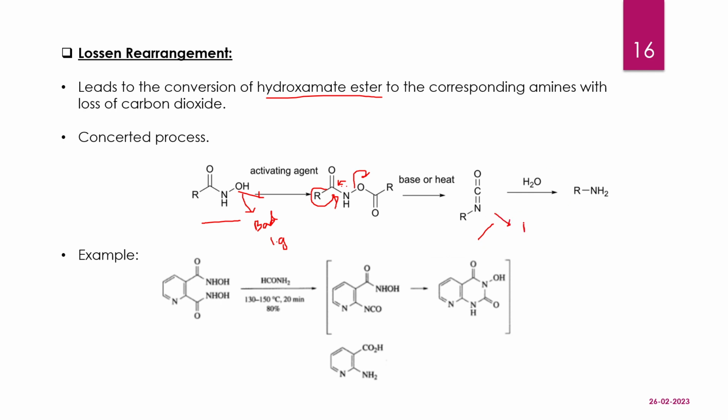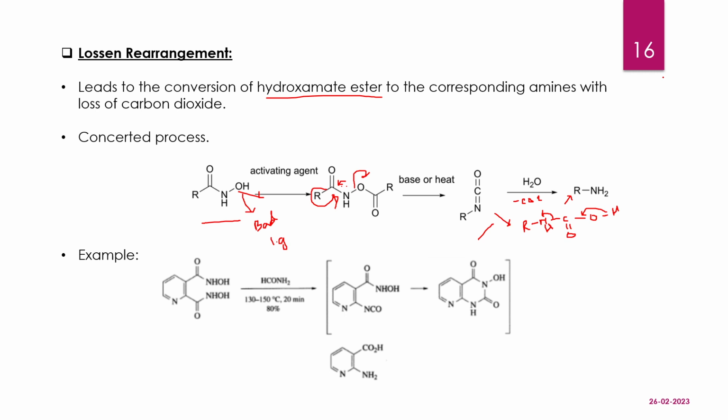On addition of water, we'll get acid first, and that will eliminate carbon dioxide, and we'll get our desired amine as our product. So minus CO2, decarboxylation is happening.